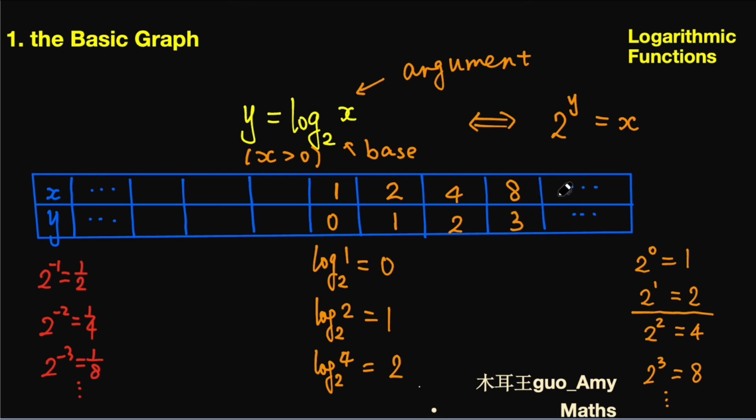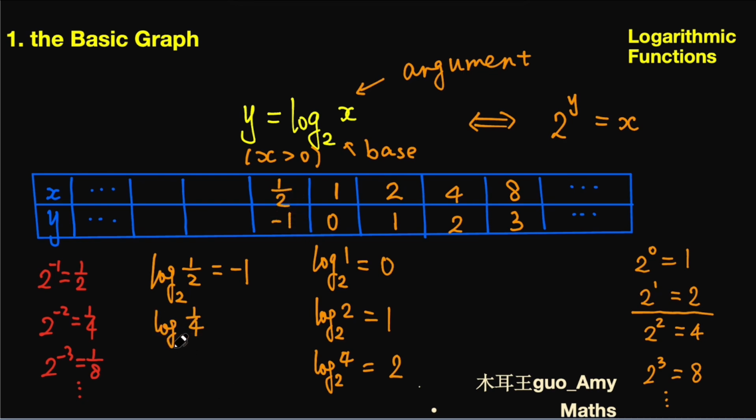Then we can continue to have larger values of x. We also have to consider some values less than 1, but still positive. Then we can consider the negative powers of 2. 2 to the power of negative 1 is a half. Then it tells us log a half to the base 2 will be negative 1. Then it means when x equals a half, y value is negative 1.